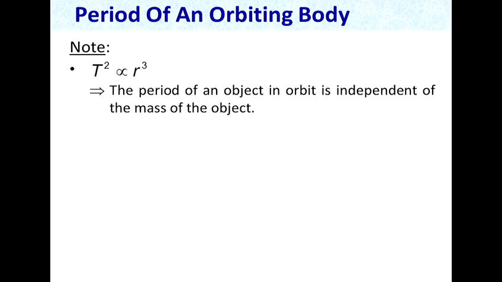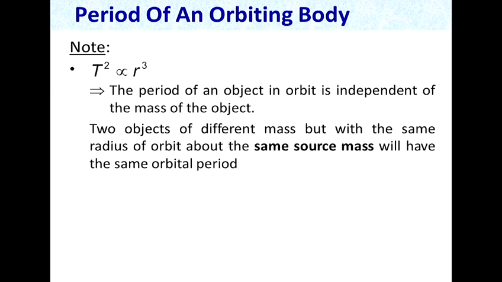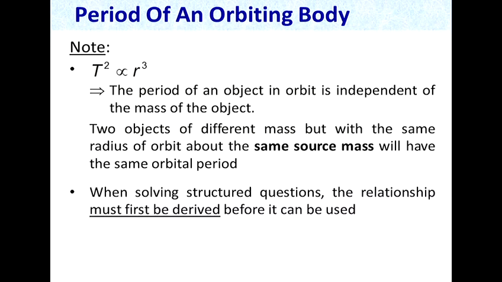So a few things to note. From this relationship, we can see that the period of the object in orbit is independent of the mass of the object. It only depends on the radius of orbit. So two different objects have a different mass, but with the same radius of orbit, right? They are both orbiting about the same source mass, for example, both orbiting around Earth. They will have the same period if their radius of orbit is the same. Doesn't matter what their mass is.